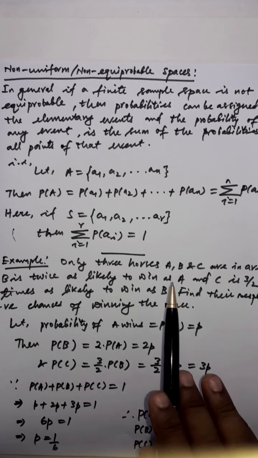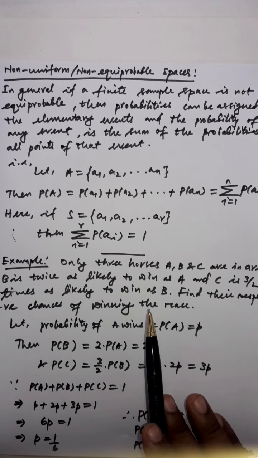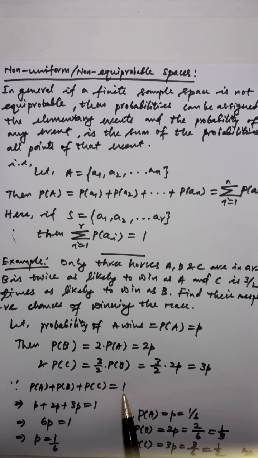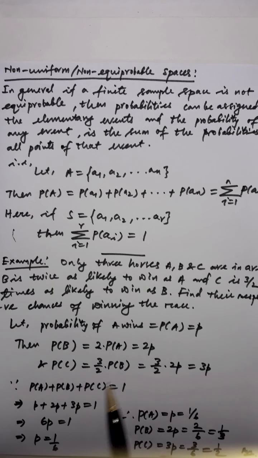Now we know that there are only 3 horses in the arena, A, B, C. So the probabilities of winning of these 3 horses add up to 1, because there is no other horse besides A, B and C here. So probability of A plus probability of B plus probability of C is equal to 1. Now you put the values p, 2p and 3p, add them together, you get 6p. 6p is 1, so p is 1/6. So probability of A wins is p, which is 1/6. Probability of B wins is 2p, which is 1/3. Probability of C is 3p, which is 1/2.